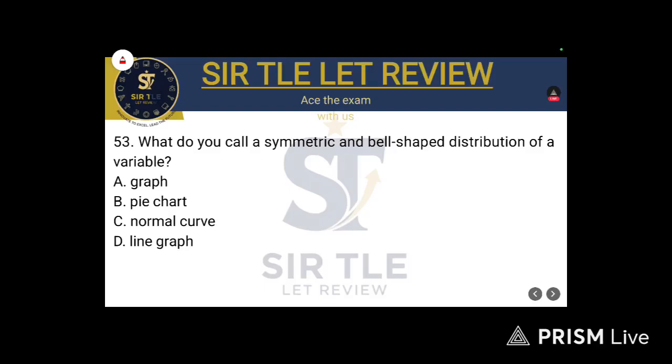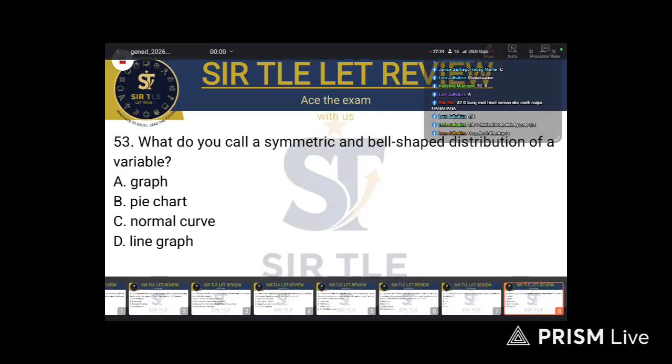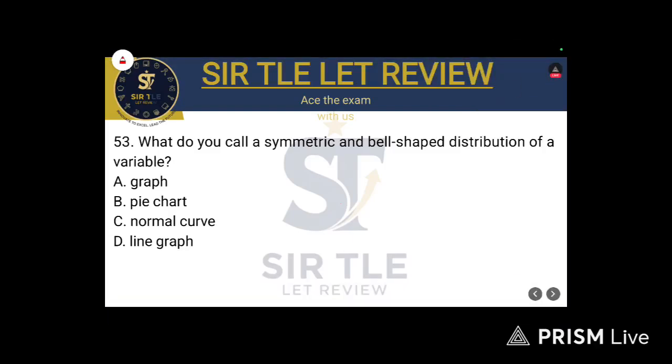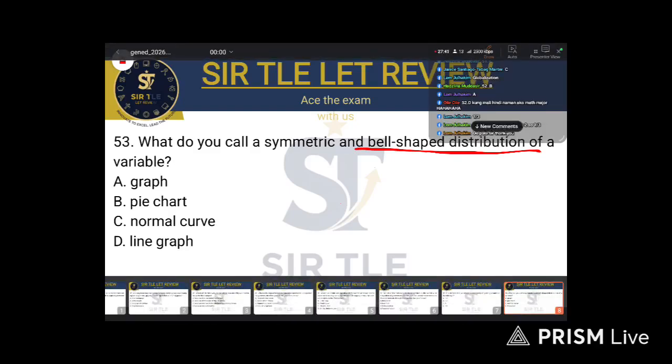Number 53. 53, what do you call a symmetric and bell-shaped distribution of a variable? A, graph. B, pie chart. C, normal curve. Or letter D, line graph. What is your answer for number 53?